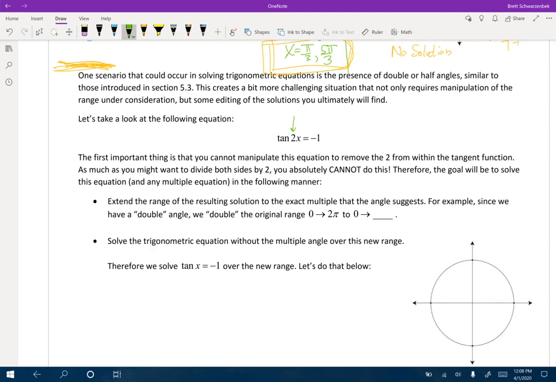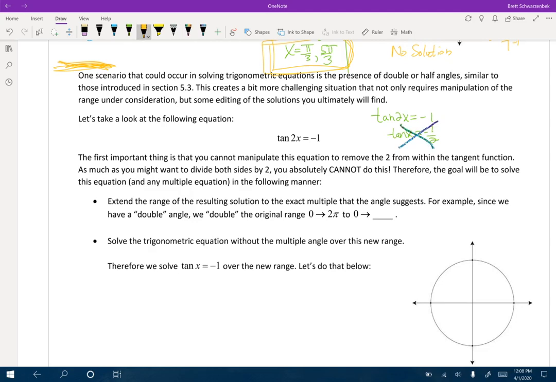So for example, what is the first thing that students do when they see tangent 2x equals negative 1? And I see it on exams all the time because students don't really study this well enough. But what they'll do is they'll divide both sides by 2 and get this. That is absolutely dead wrong. Okay, you cannot do that.